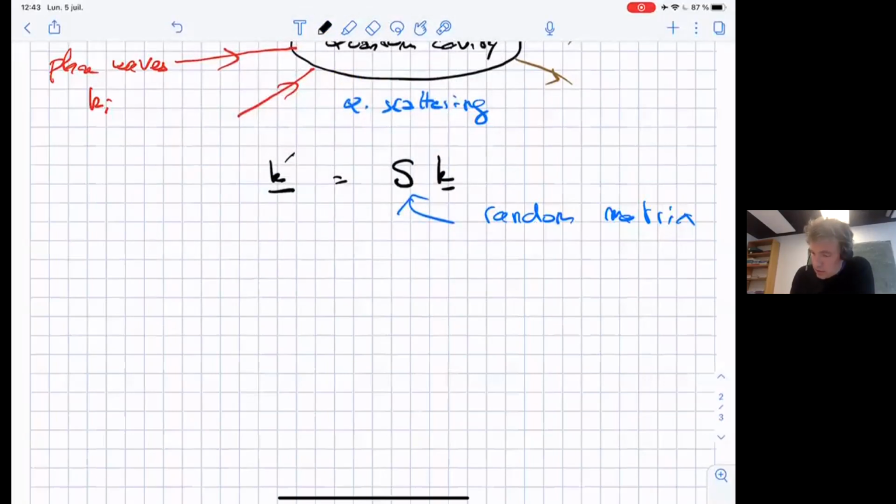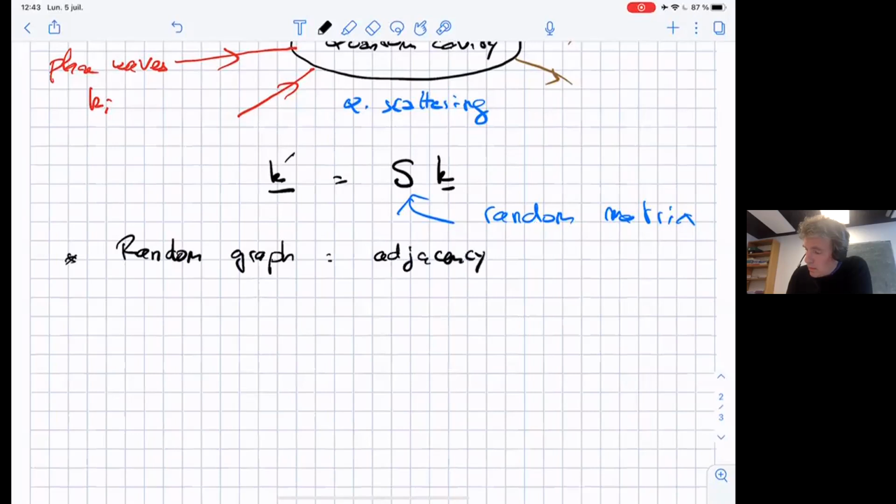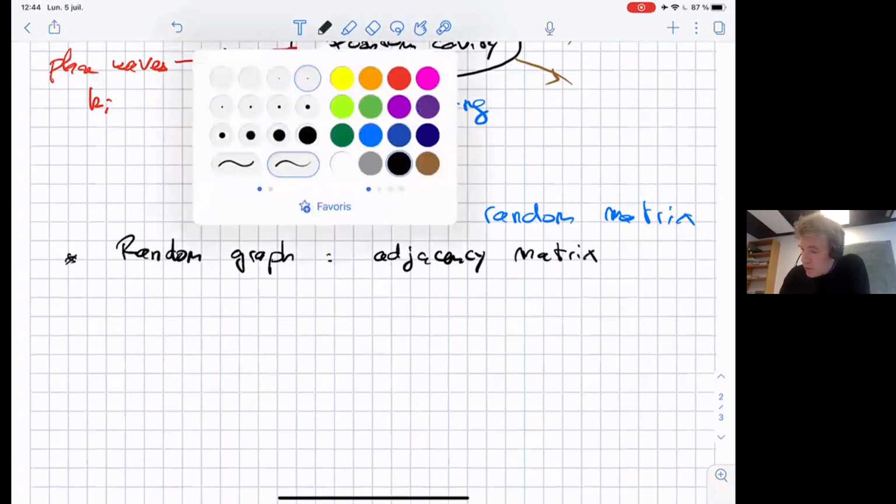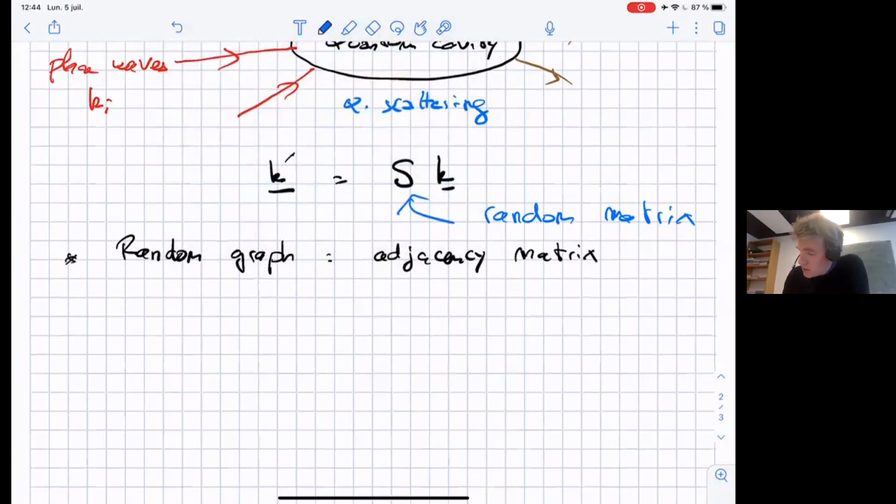Another example that I will just touch upon is the case of random graphs. Typically a graph would be characterized by some adjacency matrix, which characterizes basically the topology of your network or your graph. And again, if this graph is random, then this adjacency matrix will also be random. So these are rather natural examples where you see that random matrices occur. There are also other typical examples, for instance, a localization problem in quantum mechanics, where the notion of a random matrix appears quite naturally.